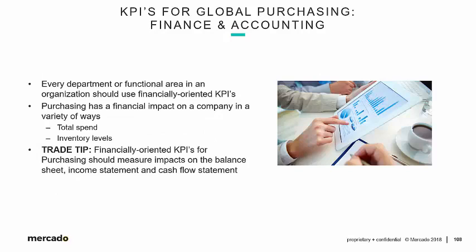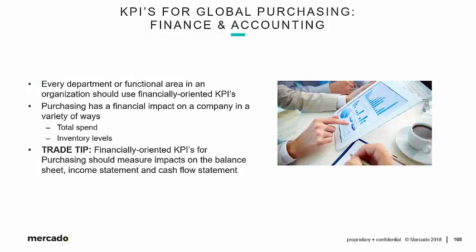In this slide, you'll notice from the title, KPIs for Global Purchasing, Finance and Accounting, we're getting into those individual categories that we spoke of just a moment ago. Regardless of department, regardless of external partner, there has to be a financial component to the KPI suite. Let's begin with that all-important finance and accounting topic. Every department or functional area in an organization should use financially oriented KPIs. We just said that. Purchasing has a financial impact on a company in a variety of ways.